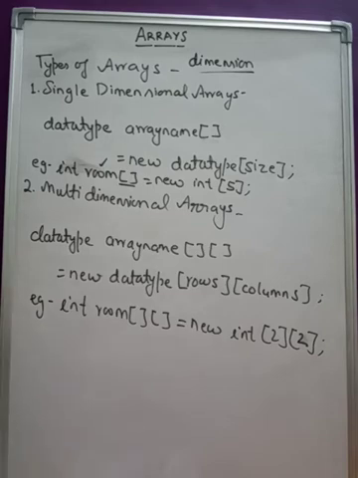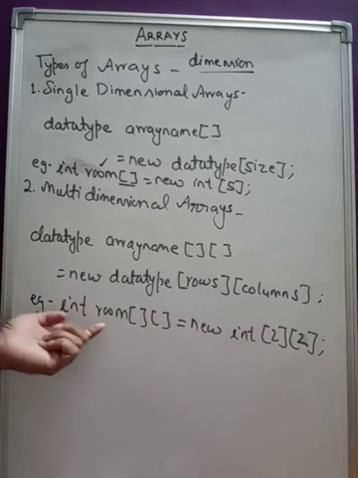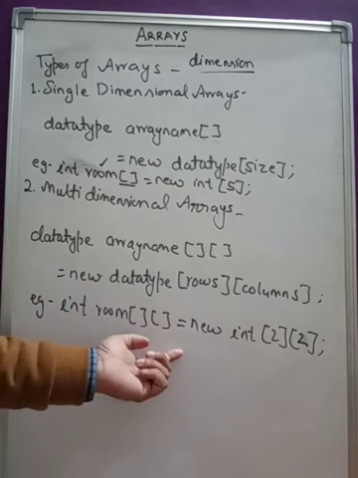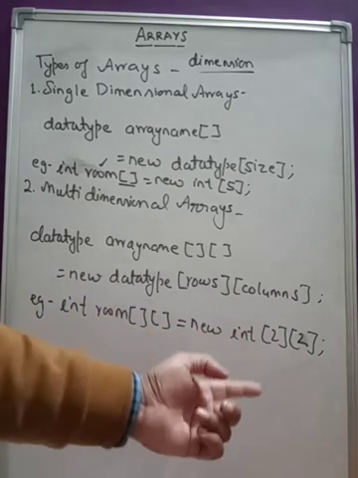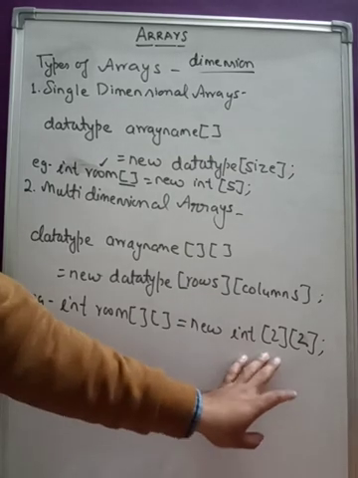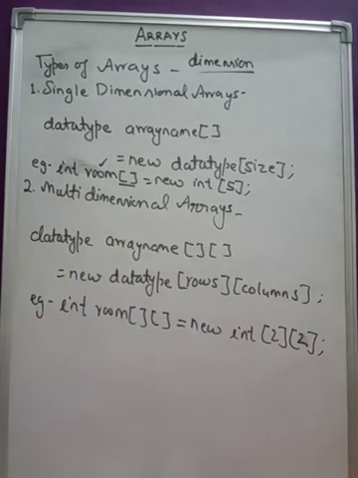Then we have an example for the multi-dimensional array, written as int room, followed by the square brackets, is equal to new int 2 and 2. This is the number of rows and the number of columns that I have written here. So this is how you will declare the multi-dimensional array. These are the two types of array that we have in Java. So that's it in this video.